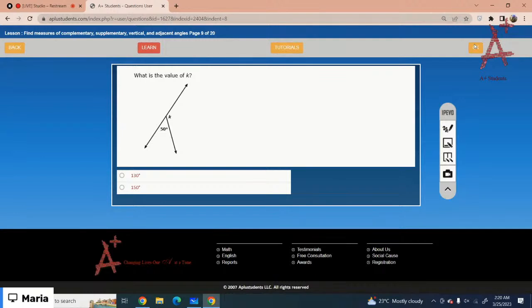Okay, what is the value of K? Again, K plus 50 is a supplementary angle. That means K plus 50 equals 180 degrees. So move 50 to the other side, it would be 180 minus 50, and 180 minus 50 equals 130 degrees. So the correct option is 130.